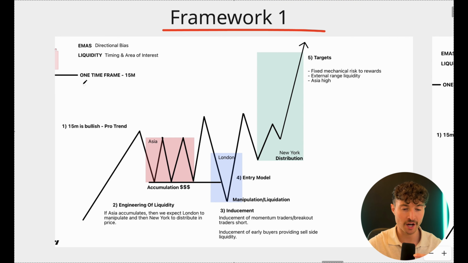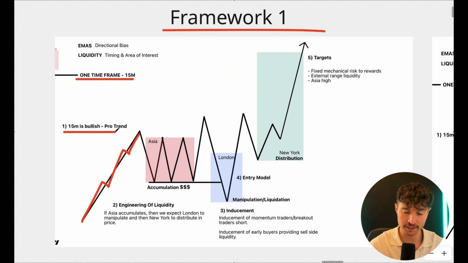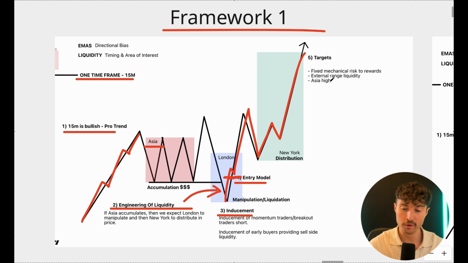So this is a one time frame strategy, meaning that everything is going to be on the 15-minute time frame. So what I'm going to be looking for is a pro-trend 15-minute bullish market. I'm then going to be looking for the engineering of liquidity. This is via the Asia session. Then I look for an inducement into the market. This is below the Asia low. I then use a mechanical entry model to position myself into the market. And then the goal is to take part in the New York distribution. Then we can look at targeting fixed mechanical risk to rewards, external range liquidity, or we have the Asia high.